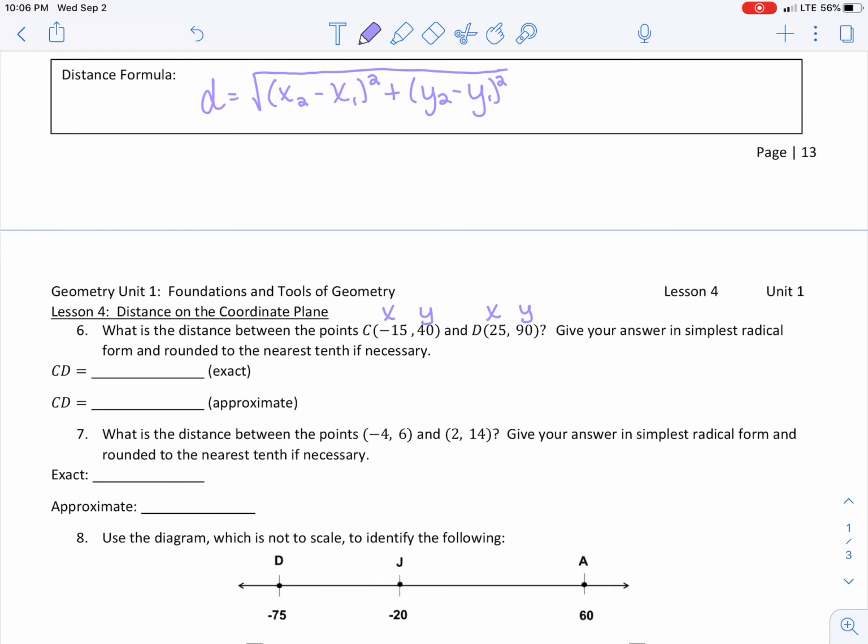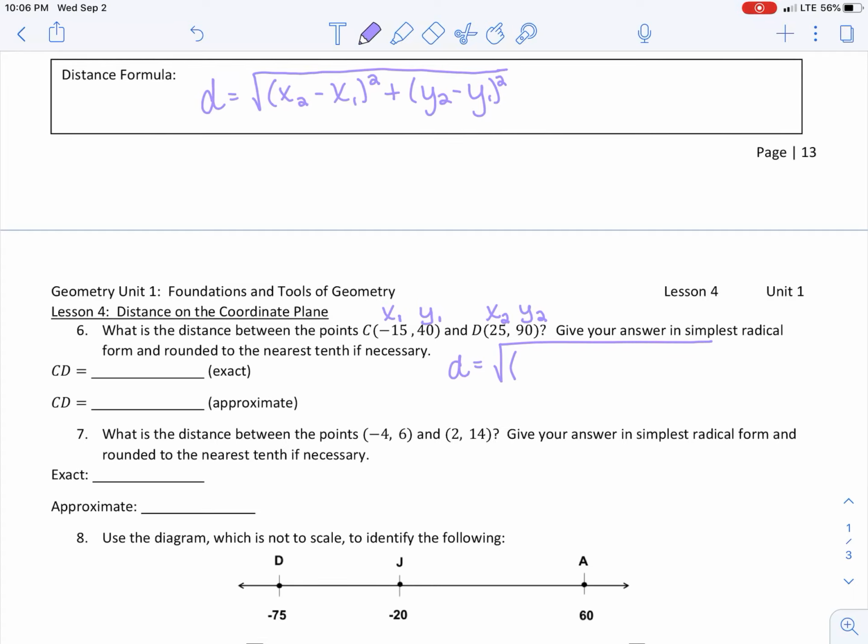All that's saying is that if this is the first x coordinate we're talking about and this is the first y coordinate, that means this is 2 and that's 2 because those are the second x and y that we're talking about. So I would definitely make sure that you are labeling your points so that you don't get confused, and that way you can just plug them into your formula. So we have the distance is equal to, we're going to draw that big long radical, and then we can just plug in our points.